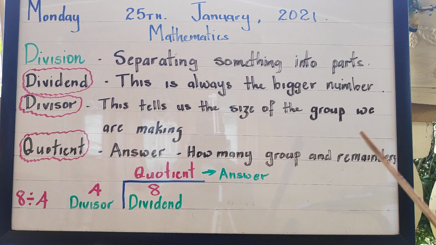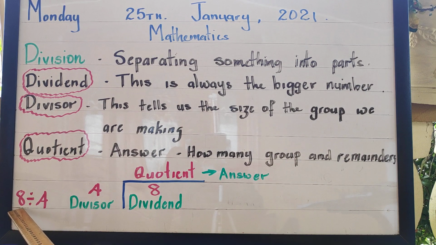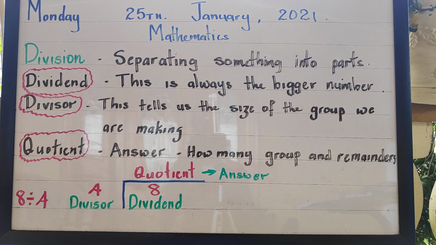Now, let's look at it down here. 8 divided by 4. 8 is the bigger number, so 8 is the dividend, and 4 is the divisor. The dividend always goes before the divisor. So it's 8 divided by 4. How many groups of 4 can we get in 8? So the divisor goes on the outside, the dividend goes in here, and the quotient will end up being here, which is the answer.